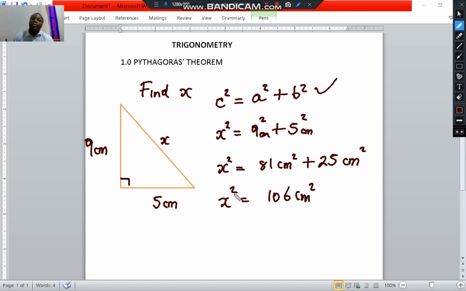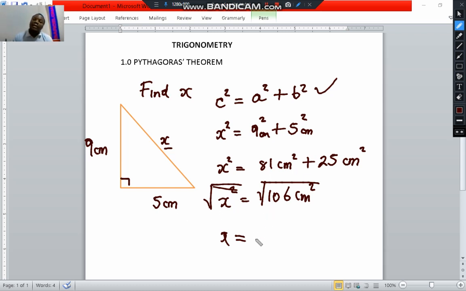But then we've been asked to find x. What we've got is x squared. So if you've got x squared here, square root both sides so that the square can be dropped. When we do this, the x squared would become x. That's just the common way of saying things. Then you find the square root of 106.